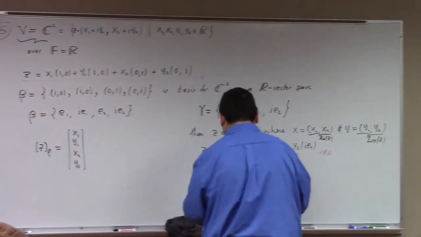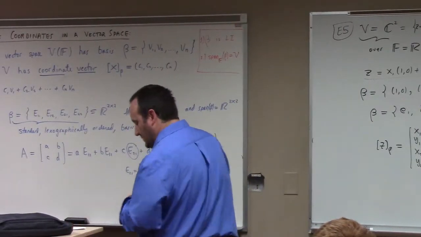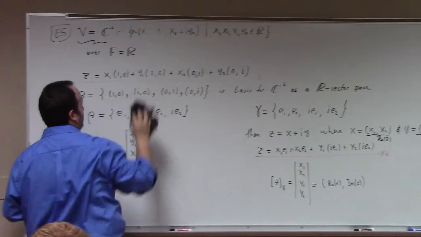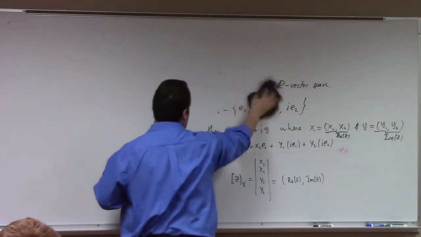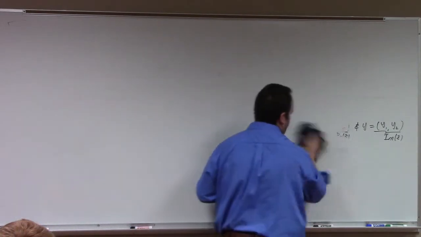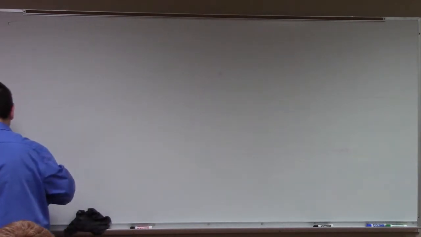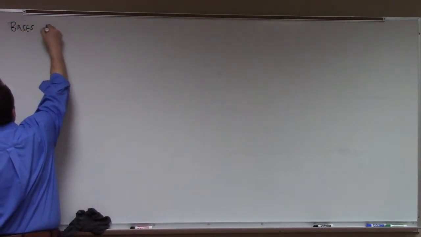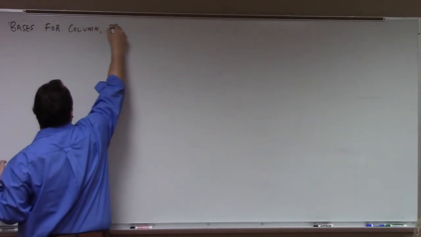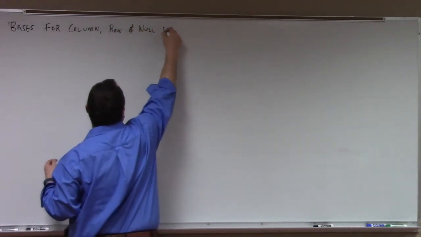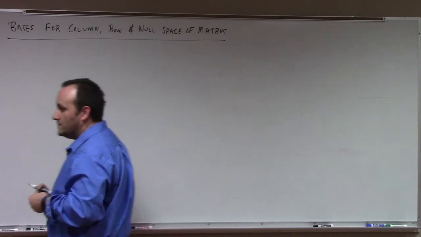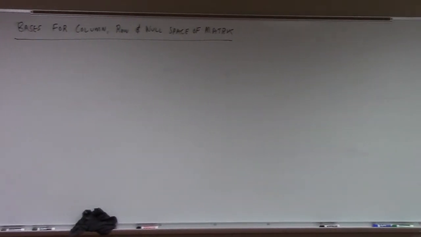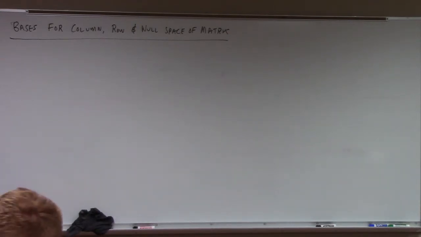All right, so let me talk about how to find bases for the column, row, and null space of a matrix. In the context of an m by n matrix over a field, we have especially nice theorems about how to construct bases. So I'll proceed by example.